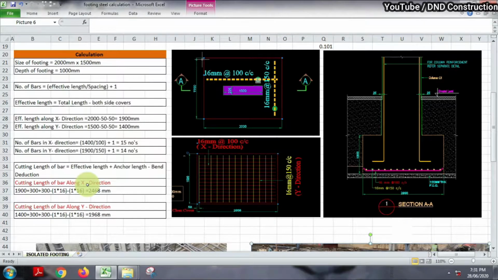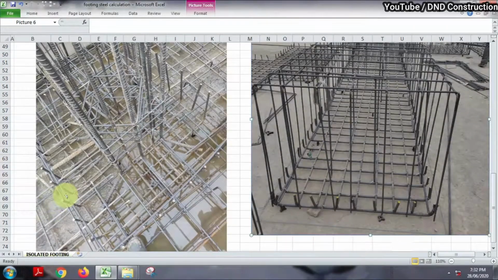Now we will calculate the cutting length of the bar. This is our cutting length. As you can see, this L is there, this horizontal distance is there, then again L is there. This total we call the cutting length of steel.